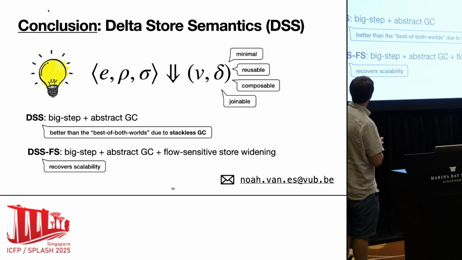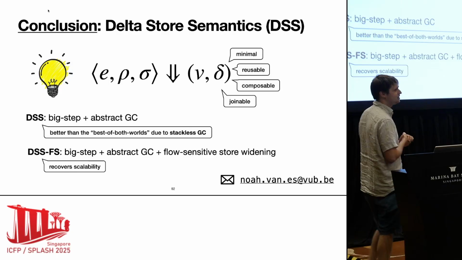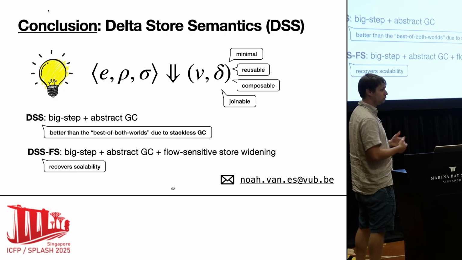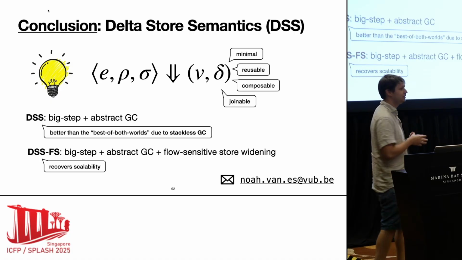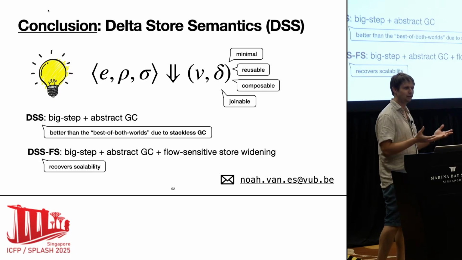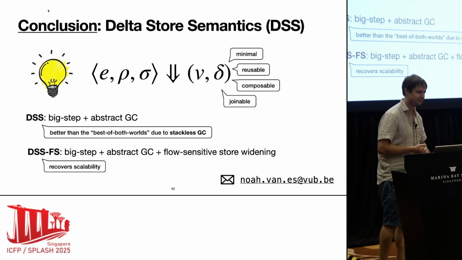And then finally, we also made another flavor of DSS, DSS-FS, where we also added flow-sensitive store widening to recover some scalability while still maintaining most of these benefits. And on that note, I can conclude my talk. Thanks.